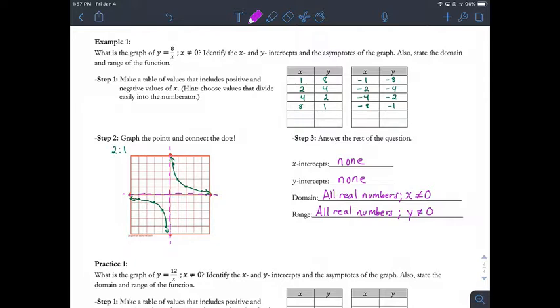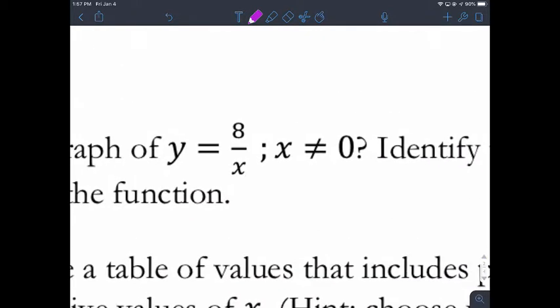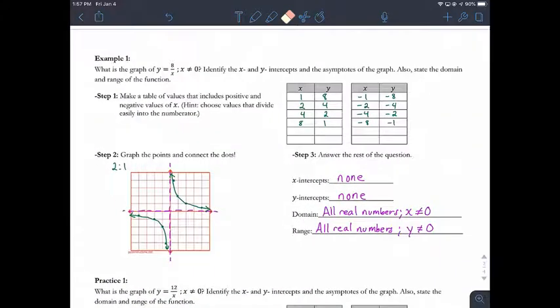That just says that we can have values all the way up to 0, but 0 can't actually be put in. You can see that up here. If we were to plug 0 in for our x value, we'd have 8 divided by 0, and we can't divide by 0. But we could divide by anything else. All right.